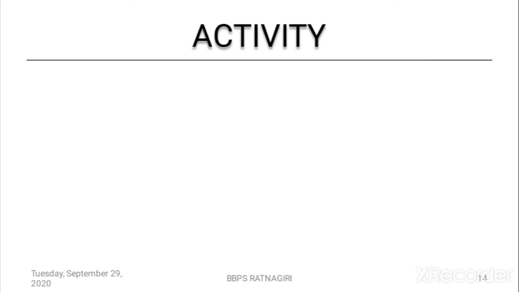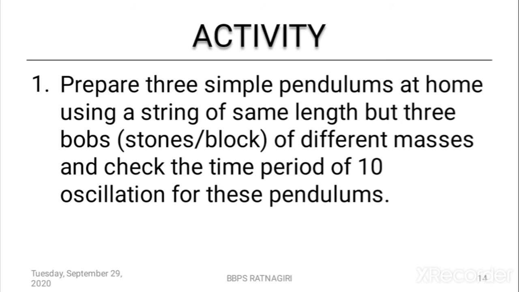Well, that was all for today. Let us see some activity for you. The activity is you have to make three different pendulums. You have to keep the length of the string the same, but for the bobs, if you don't have any metal bob, it's okay, you can use a stone or a block, whatever you have, but it should be a little heavy. At the same time you should take care that the string is strong enough to hold the weight of the block or the stone, whatever you are using.